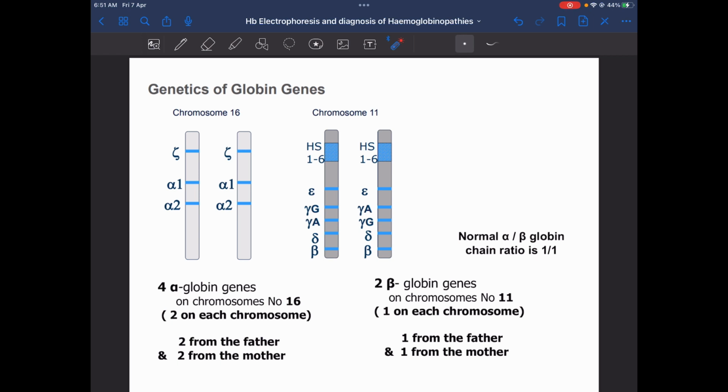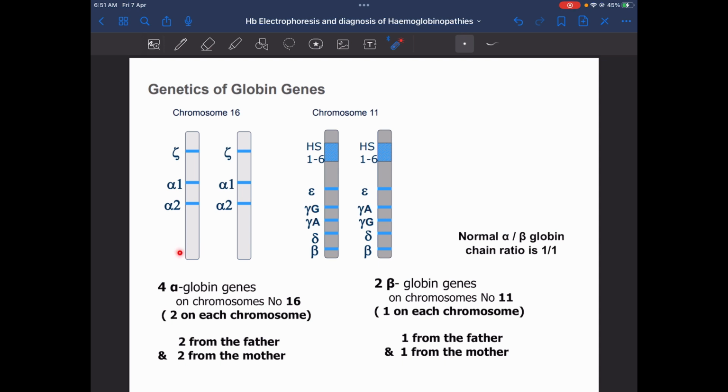As you see in the image for chromosome 16, there's a total of four different alpha genes, right? There's a total of four different genes that are responsible for producing all the alpha globin chains in your body. Similarly, the number is only 2 for beta. There's only 2 beta globin genes, or alleles, you could call them, that are responsible for the globin chains in your body.